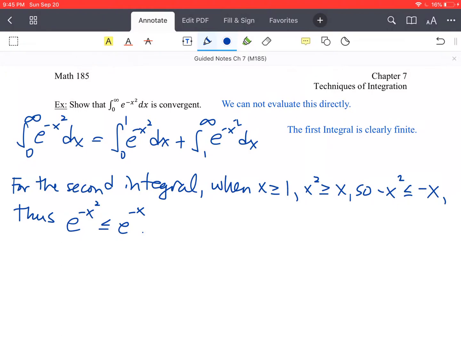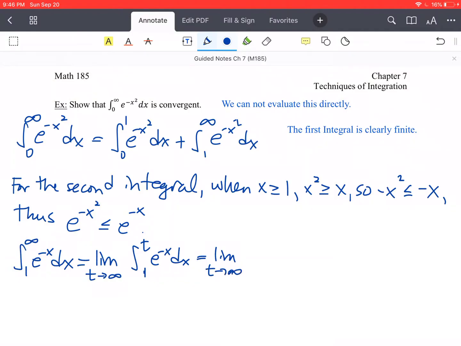Okay, so we have our integral from 1 to infinity of e to the negative x dx. So that's the limit as t approaches infinity of the integral from 1 to t of e to the negative x dx. Okay, go ahead and evaluate that. We get negative e to the negative x evaluated from 1 to t.